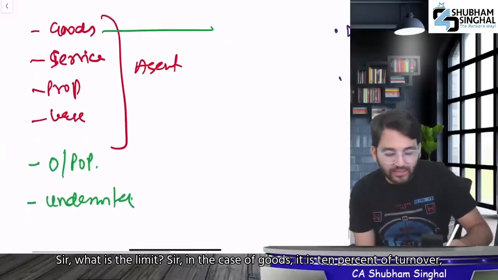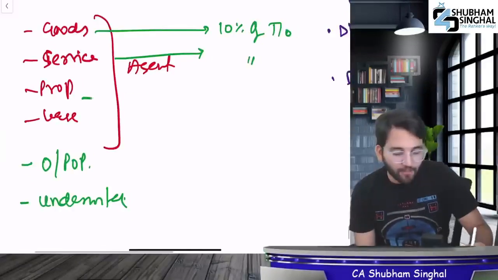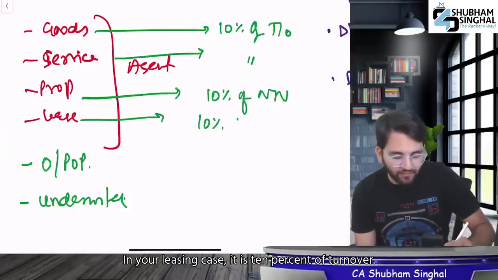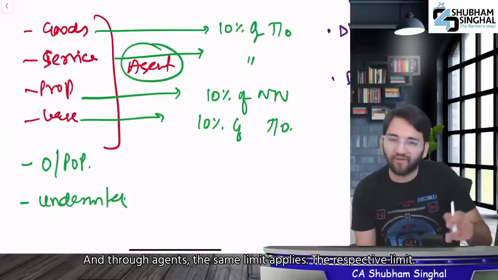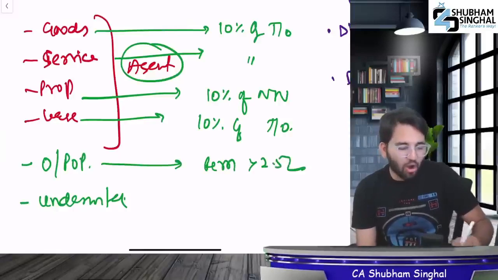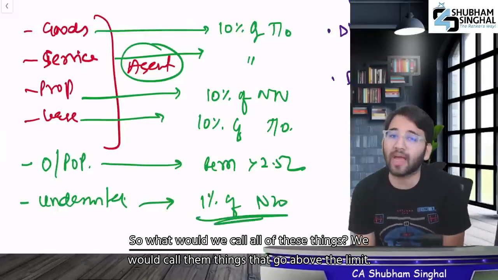What is the limit? Turnover is 10% in the case of goods. Turnover is 10% in case of services. In property buying and selling, net worth is 10%. In your leasing case, it is 10% of turnover. And through agents, it's the same limit, the respective limit. In office or place of profit, if remuneration is more than 2.5 lakhs. And in the case of underwriting, it is more than 1% of net worth.